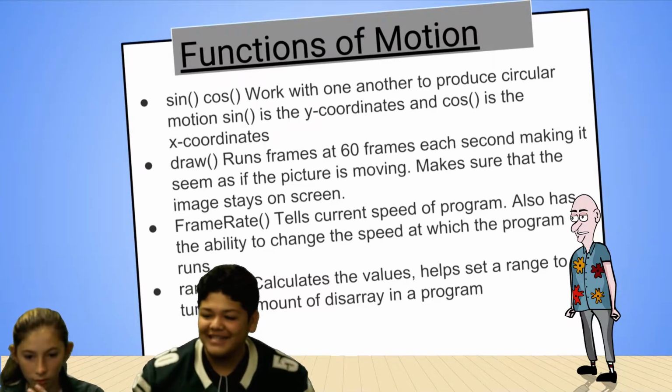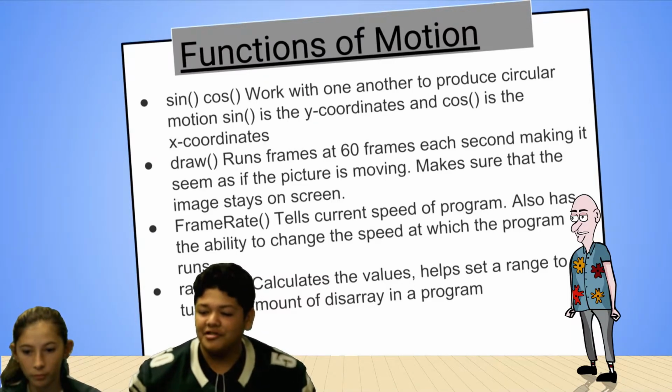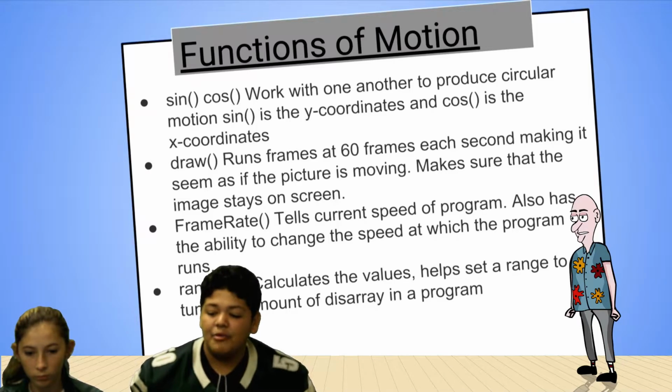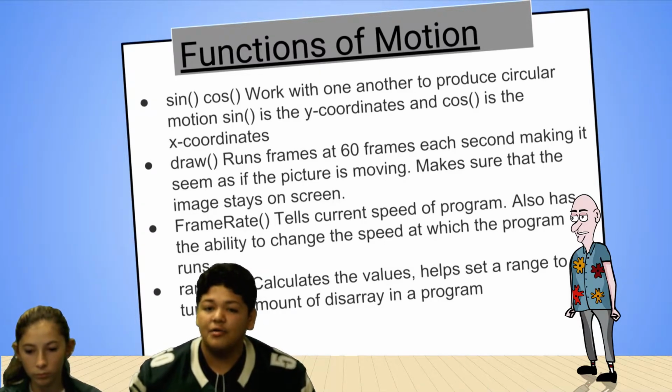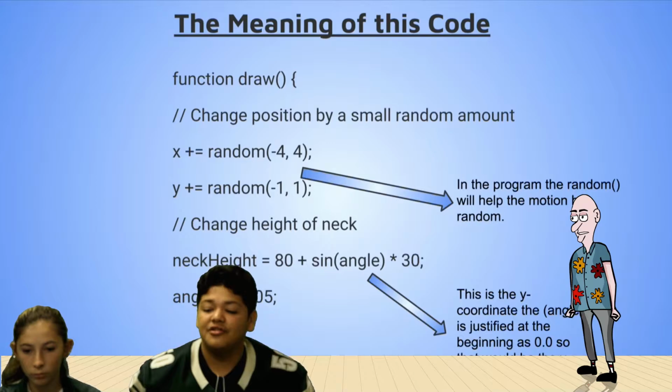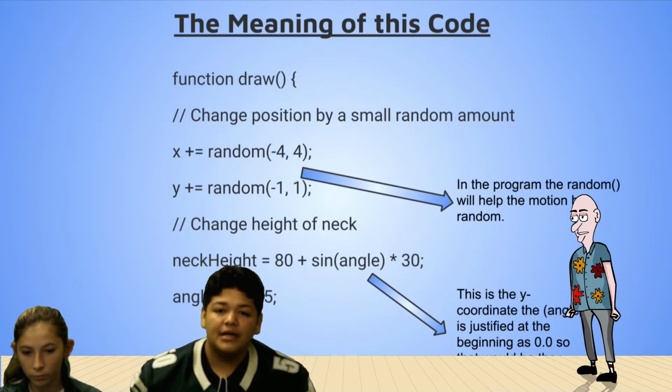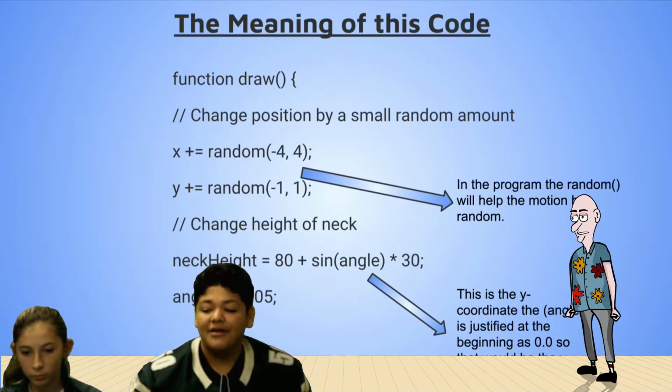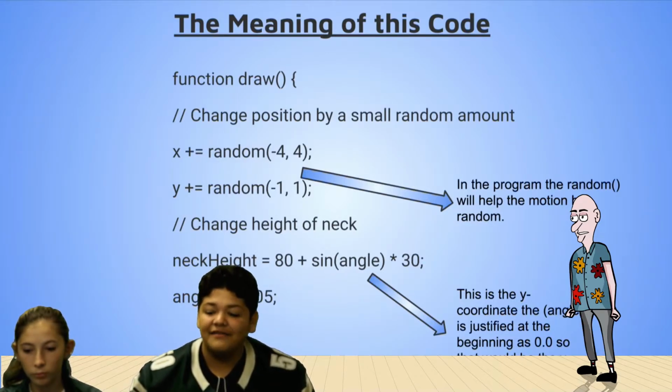Frame rate runs frames at 60 frames per second, making it seem as if the picture is moving and making sure the image stays on screen. The frame rate tells the current speed of the program and also has the ability to change the speed at which the program runs. Random calculates values and helps set a range for the amount of disarray. The meaning of this code: function draw, change the position by a small random amount. X plus equals random, -4 to 4, and Y plus equals random, -1 to 1. This changes the height of the neck.